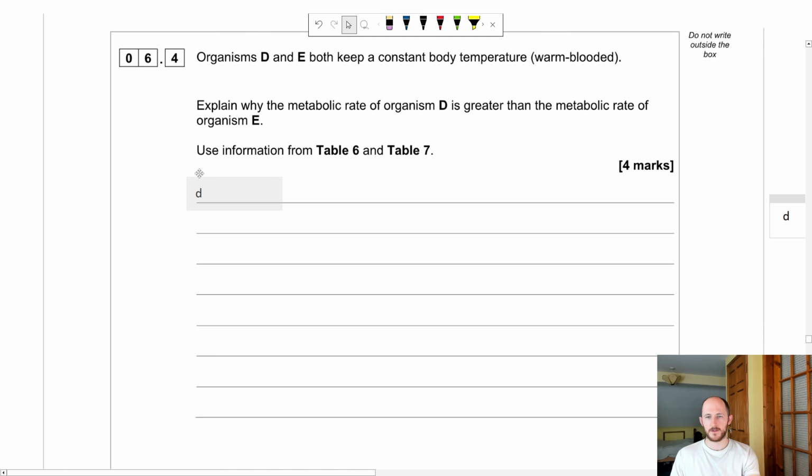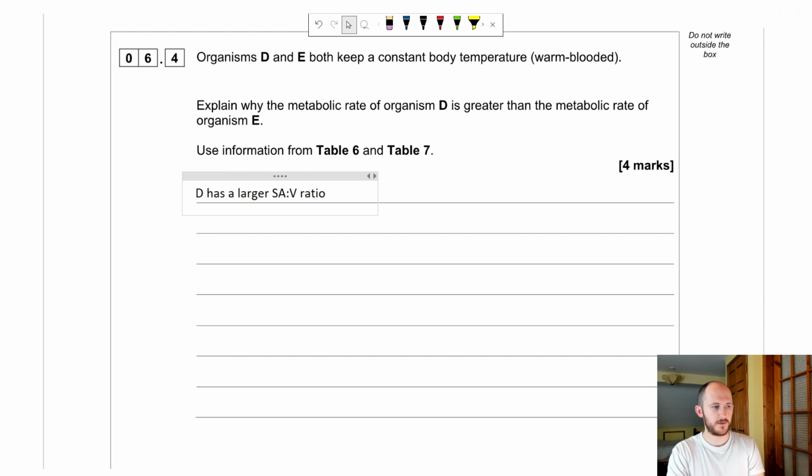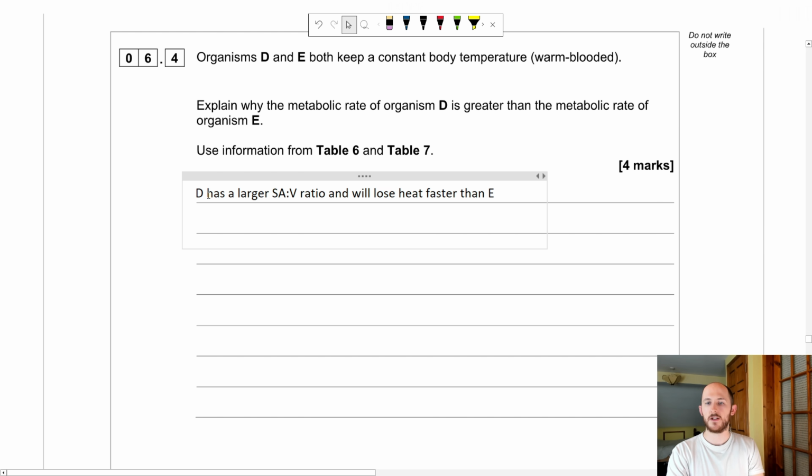So D has a larger SA to volume ratio and will lose heat faster than E. So what? So we've established that because there's a larger surface area to volume ratio, it will lose heat faster. That's the key thing. Again, smaller things lose heat faster.